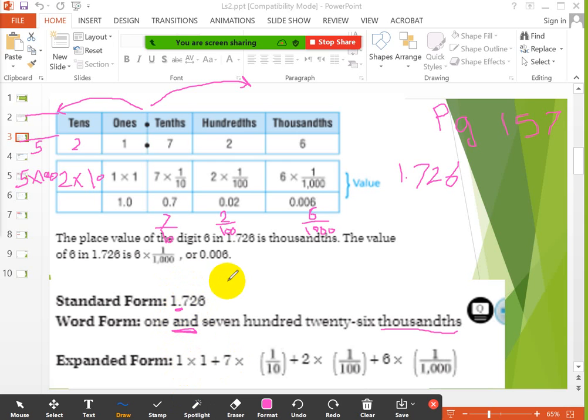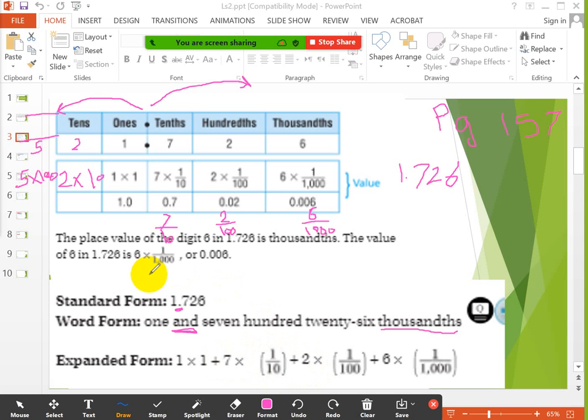Now we will start with the decimal part, beginning with the tenths. 7 is in the tenths digit. The value of the 7 will be 7 multiply 1 over 10. If the number is in the tenths digit, the value of the number is the number multiply 1 over 10. And please write parentheses around the fraction, because I want to multiply a whole number with a fraction.